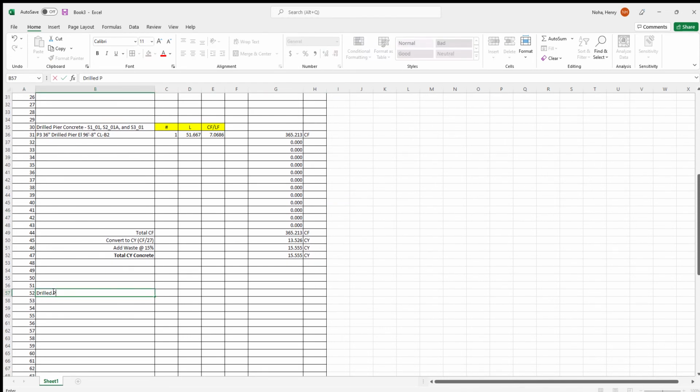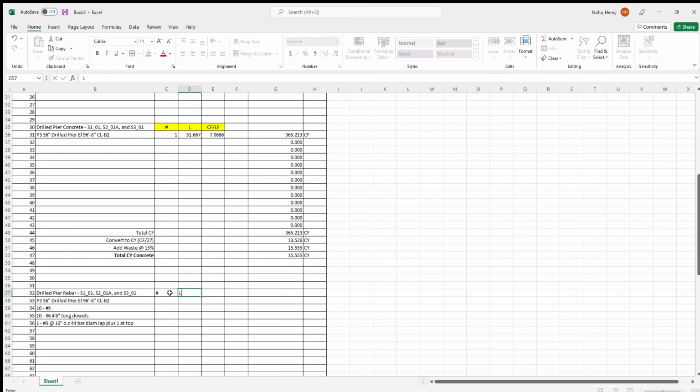Then we have drilled pier rebar. S101, S201A, and S301. Same thing for this pier, and then we need 10 number 9s. We have 10 number 6, 4 feet, 6 inch on dowels, and then we have 1 number 3 at 16 inches on center, 44 bar diameter lap plus 1 at top.